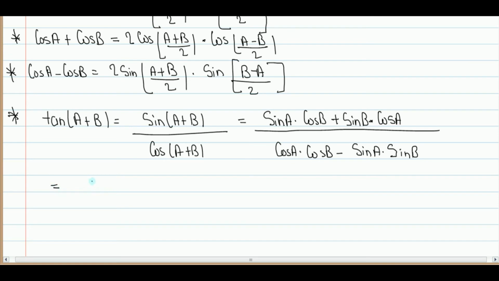Let me just write the numerator, then we will talk about the denominator.